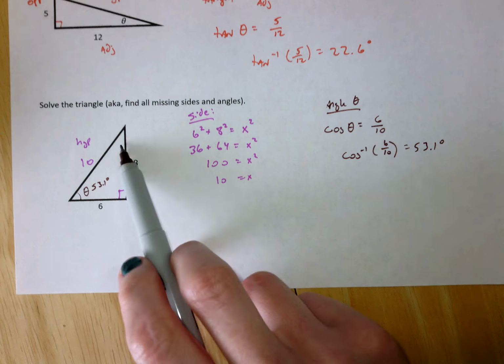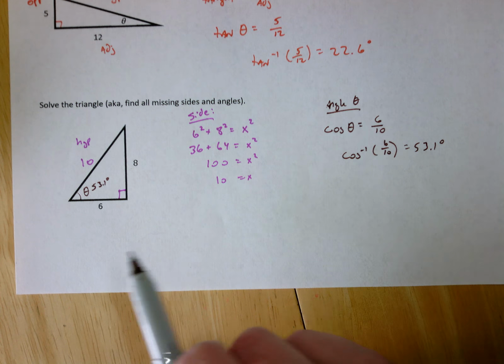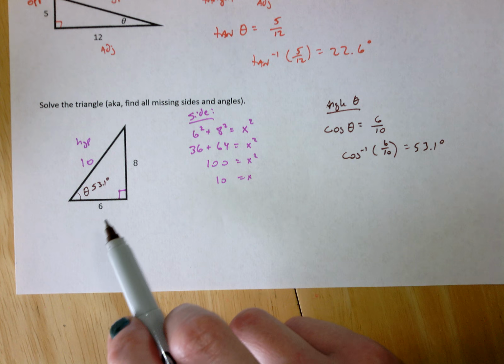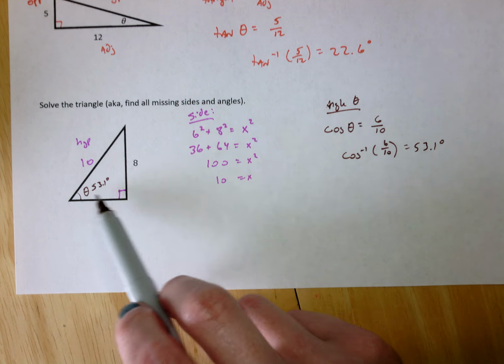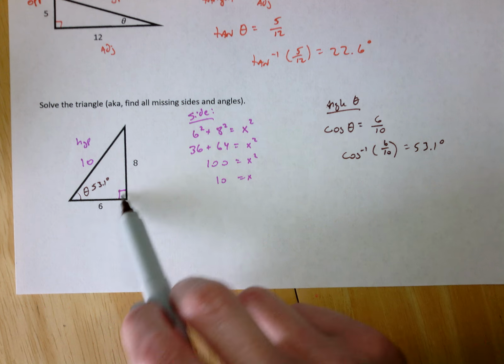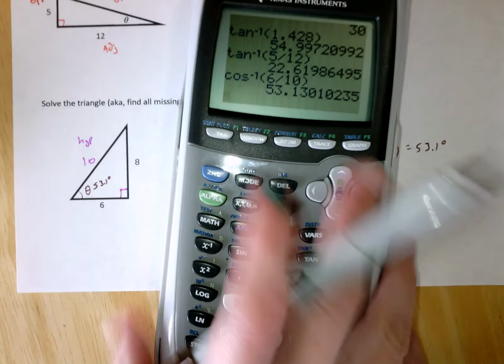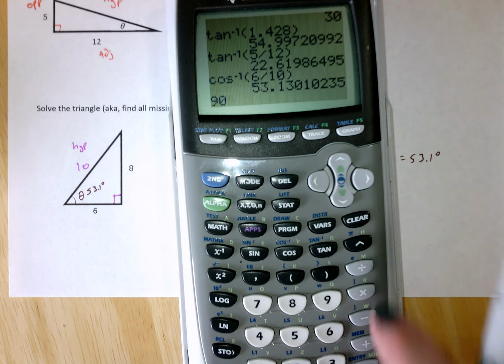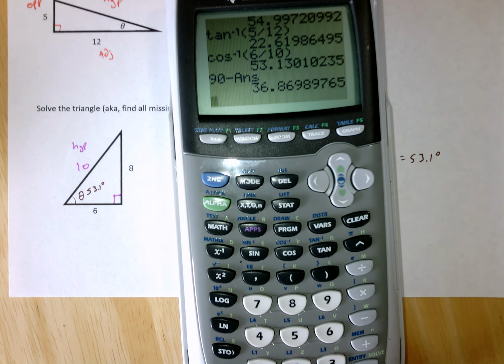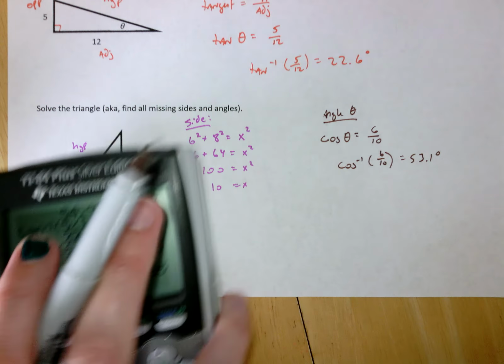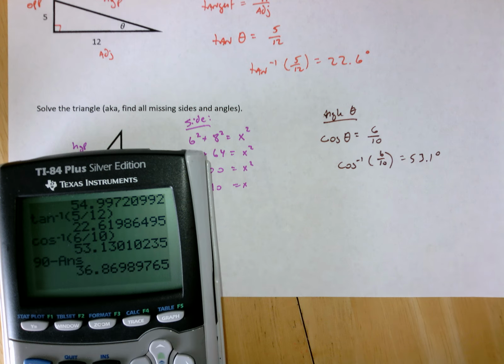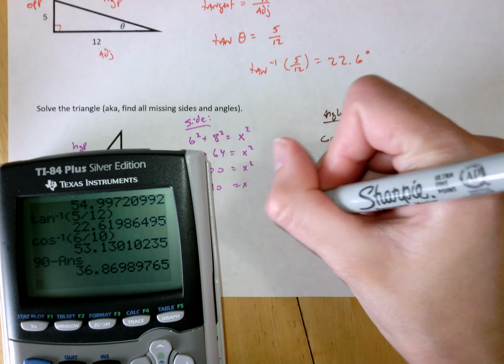Last thing I need to find is just this other angle. Well, we could use our trig ratios and totally get it that way. Or we could use the fact that we know that all three angles in a triangle add up to 180, right? And since I already know this one's 90, those two have to add up to 90, right? So I can just say, well, let me do 90 degrees minus that answer that I just got. Well, that's about 36.9.